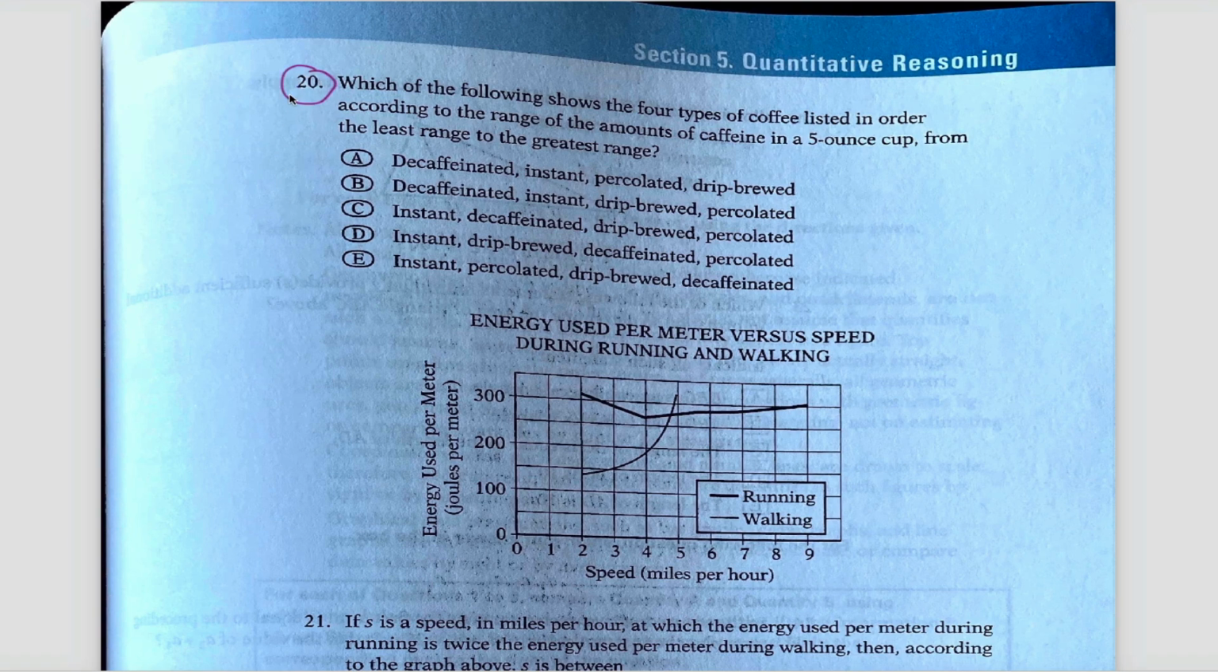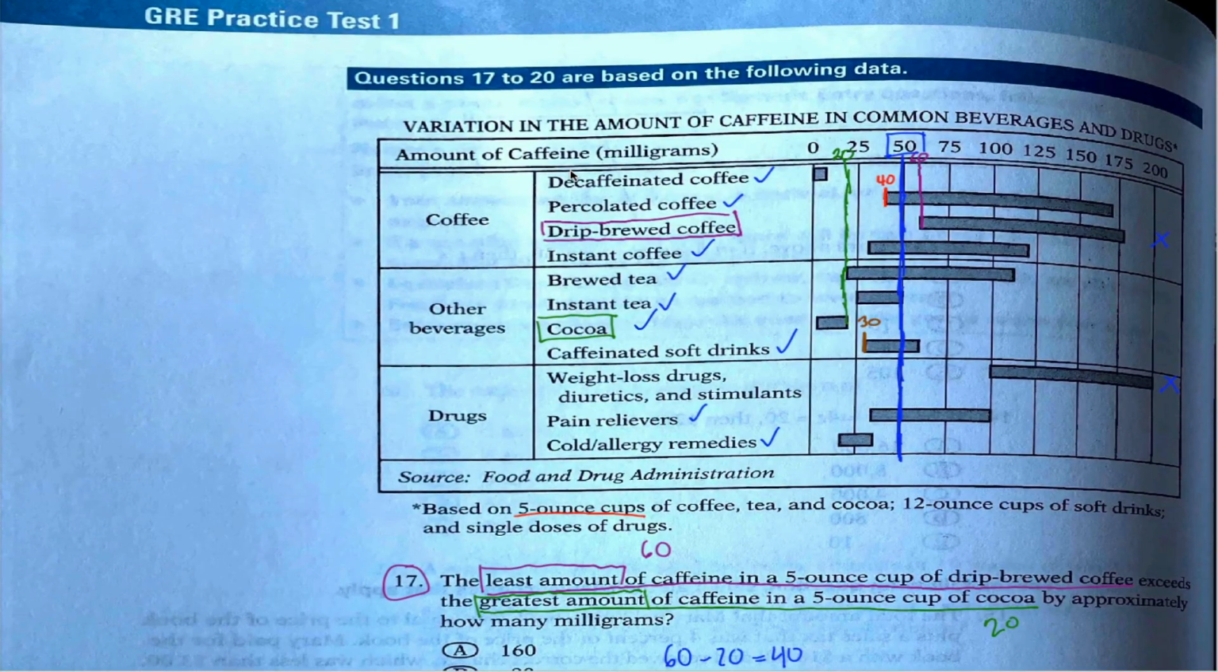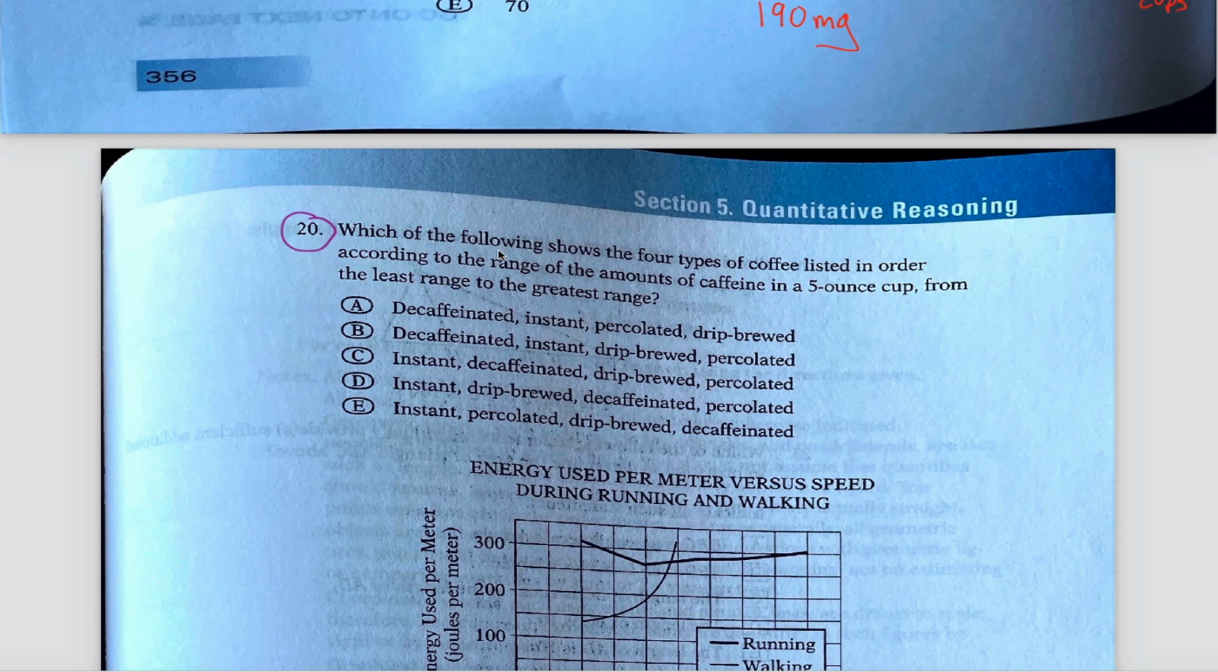All right, question 20 on GRE practice test 1 here in section 5. We're again dealing with this chart that I've kind of mangled at this point, but hopefully we can still read it. Talking about the variation in the amount of caffeine in these common beverages and drugs. This time, the question asks us, which of the following shows the 4 types of coffee listed in order according to the range of the amounts of caffeine in a 5-ounce cup from least to greatest?